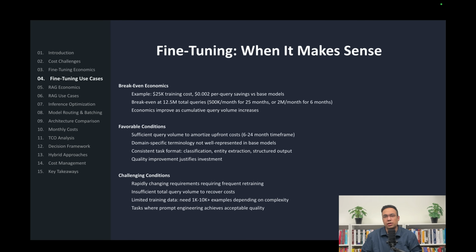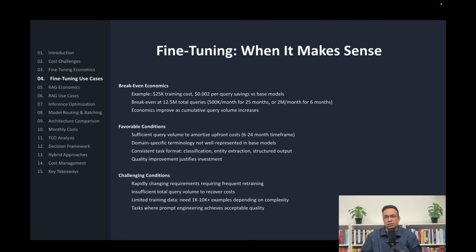Number two, you should have domain specific terminology or knowledge that's not well represented in base models. This could be medical terminology, legal language, or internal company jargon that base models handle very poorly. Third, you have a consistent task format, things like classification, entity extraction, or structured output generation where the input output patterns are predictable. And fourth, the quality improvement from fine tuning justifies the investment. If prompt engineering, let's say, gets you 90% of the way there, then maybe you do not need fine tuning.